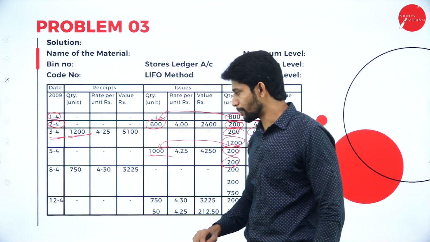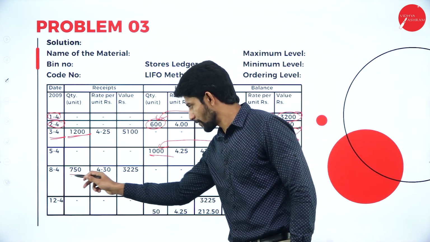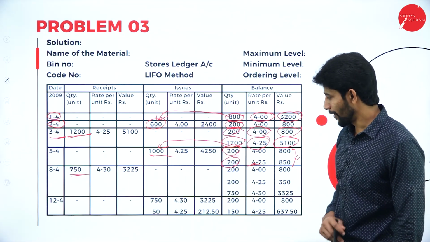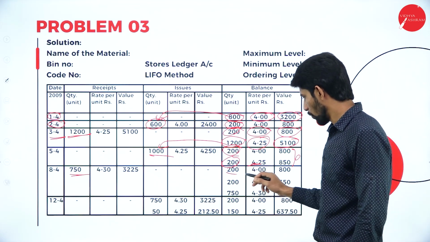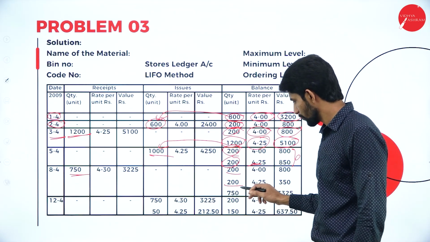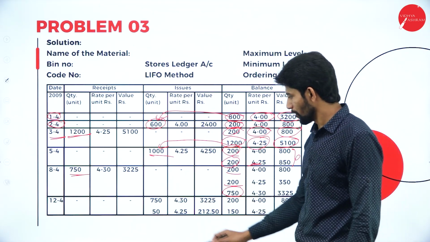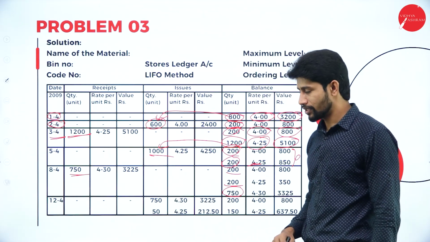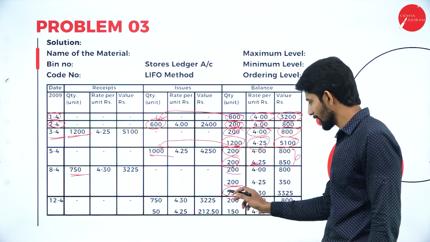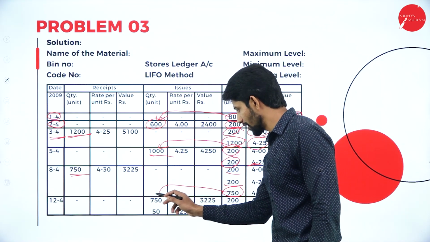Next, on 8th April, they purchased 750 units at 4.3. So here we have 200 balance, again 200, now 750 balance. Again on 12th April, they issued totally 800 units. So first issue the recently purchased, that is 750 units.